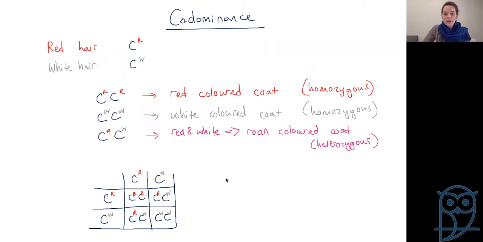So if we look at our genotype ratio, we actually have the same. We have one homozygous to two heterozygous to one homozygous. But when we did the plain dominant recessive, we had a phenotype ratio of 3:1.